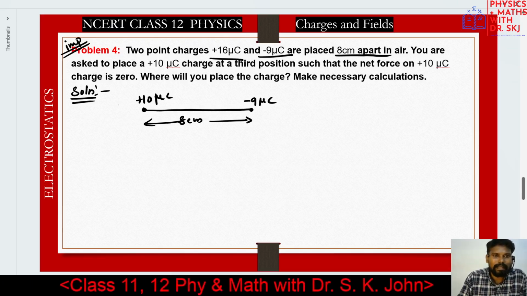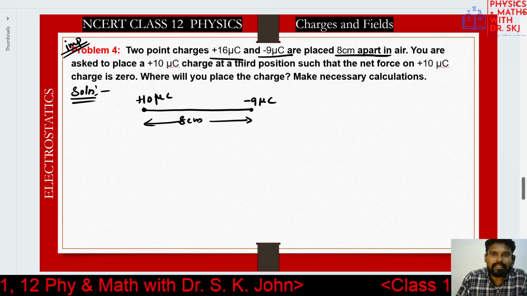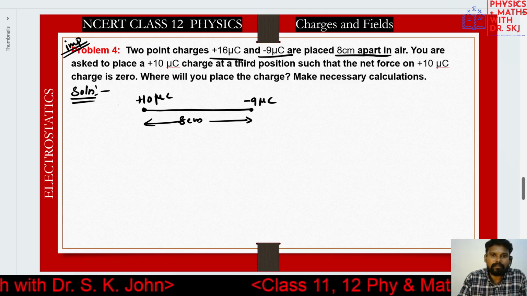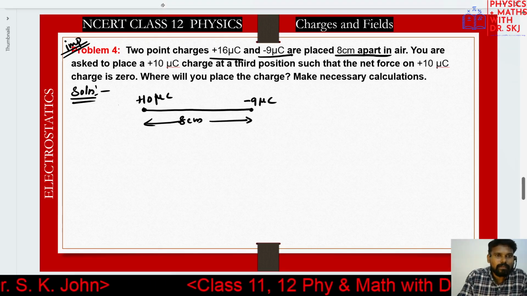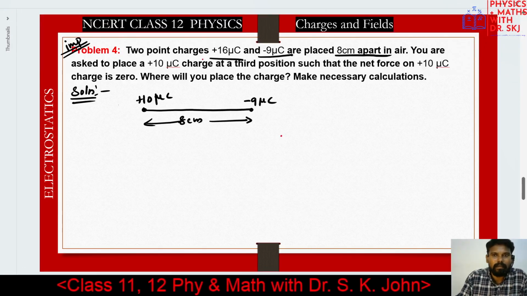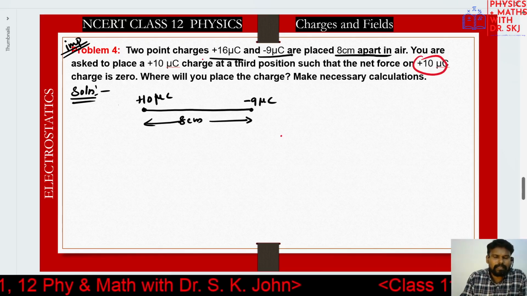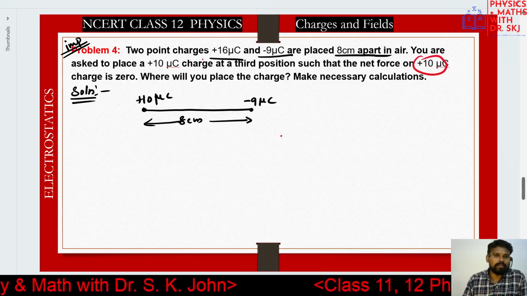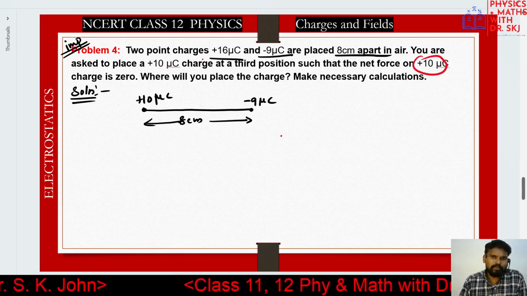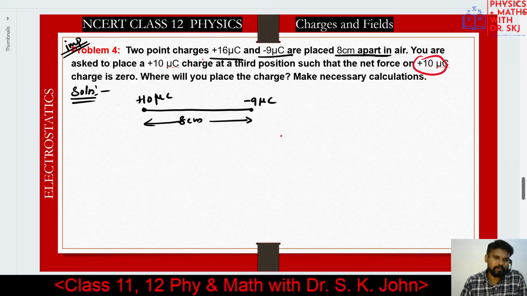You are asked to place a plus 10 microcoulomb charge at a third position such that the net force on that charge is 0. Where will you place the charge? Make necessary calculation. So you are asked to place a third charge, which is plus 10 microcoulomb charge, such that the net force on that charge should be 0. Okay. Where can we place that 10 microcoulomb charge? Think of that.